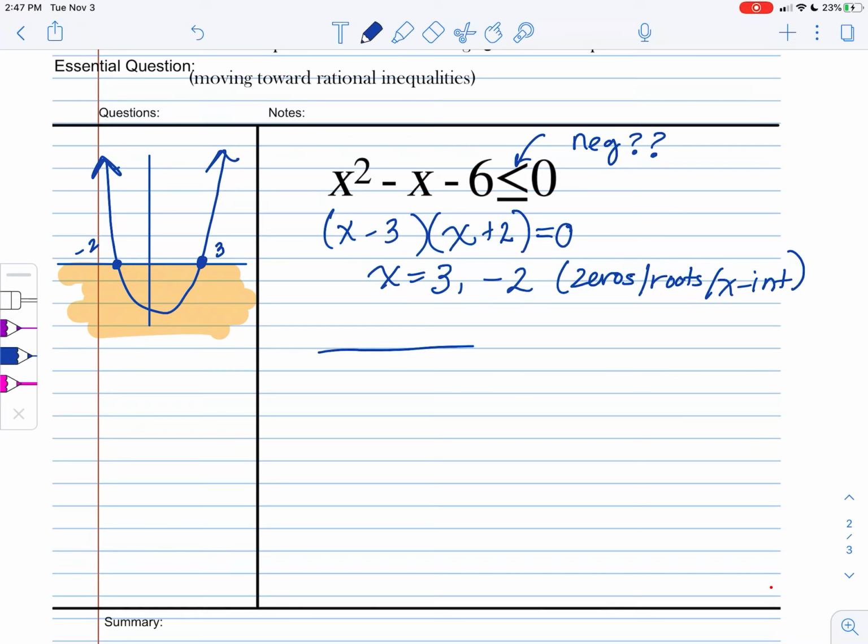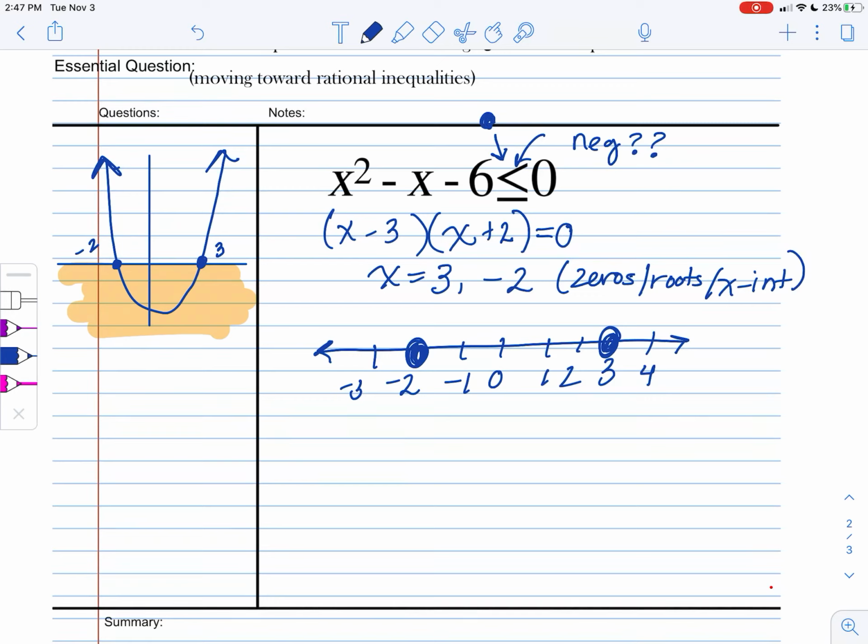I want to graph it on a number line. So the first thing that I'm going to do is graph this on a number line. Sorry, I'm going to list out my points, my zeros, and put them on a number line. Okay, so I'm going to put a closed circle here and a closed circle here, and I know it is a closed circle because of this.